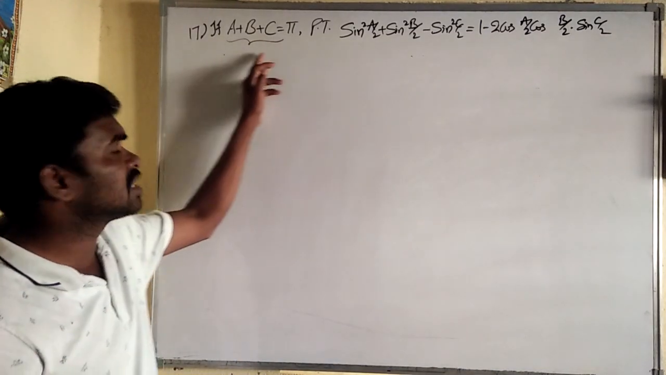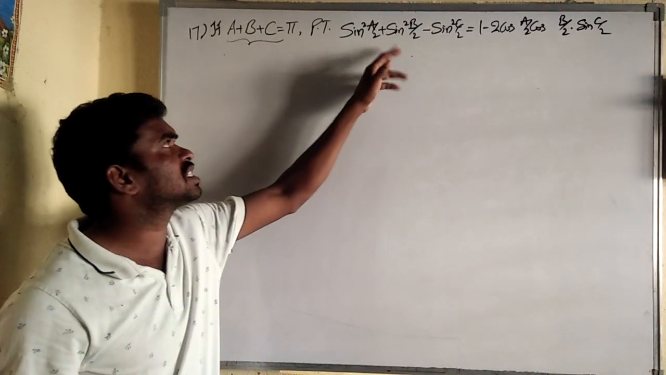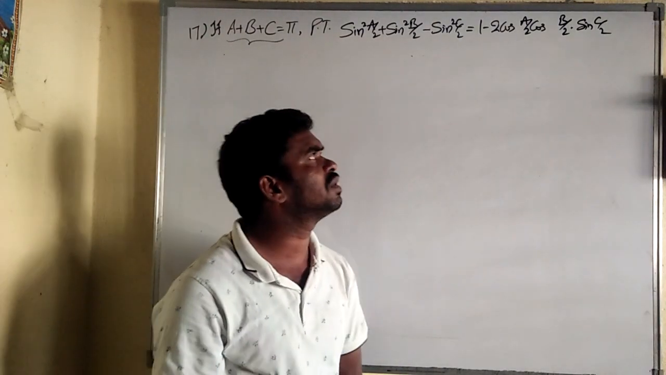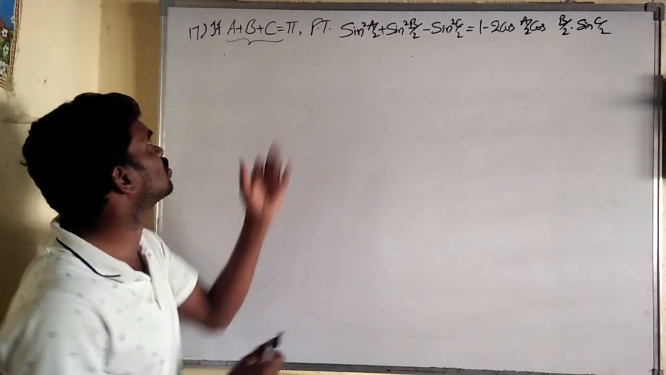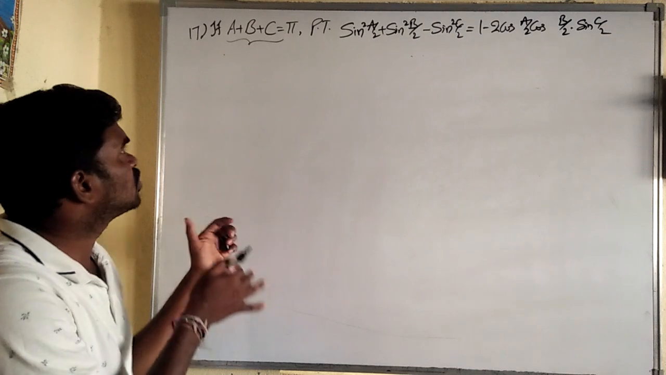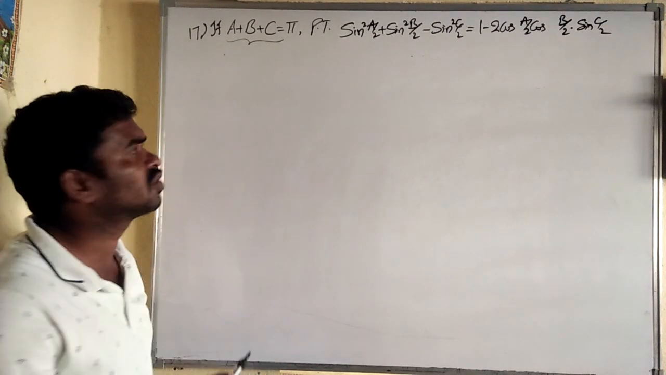17th question. If a plus b plus c is equal to 5, prove that sine square a/2 plus sine square b/2 minus sine square c/2 is equal to 1 minus 2 cos a/2 cos b/2 sine c/2. Same type of question like the 16th question. Similarly, by observing the 16th question, do the 17th question.